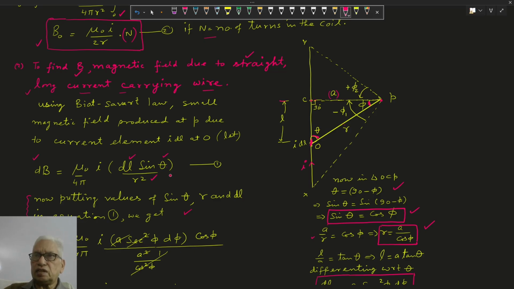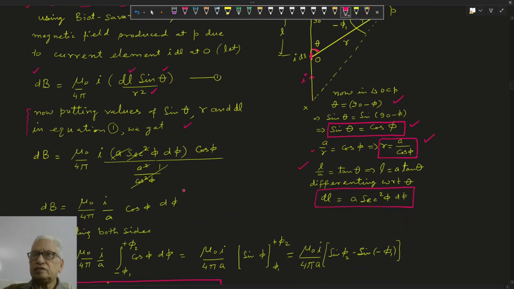Now in this triangle again OCP, tan phi is equal to L upon A. That will be L equal to A tan phi. It will be dl equal to A sec square phi d phi. So we can replace sin theta with cos phi, r is equal to A upon cos phi, and dl is equal to A sec square phi d phi. All three values are put in equation 1.